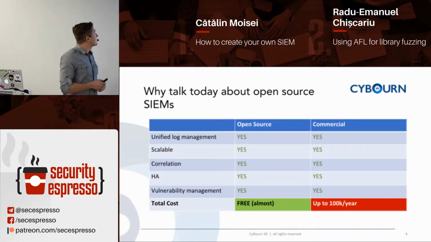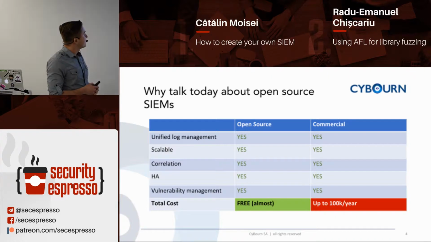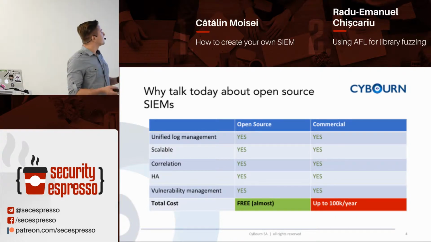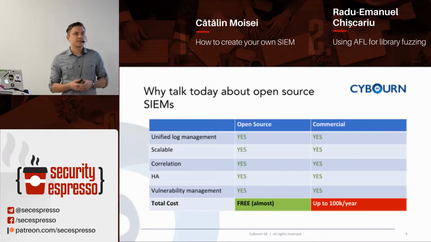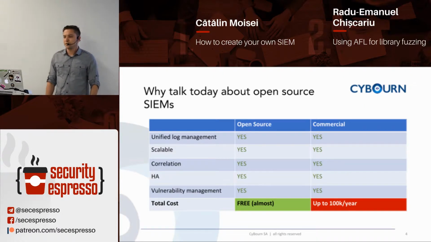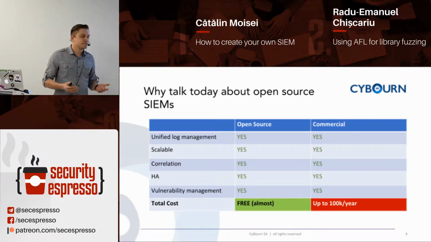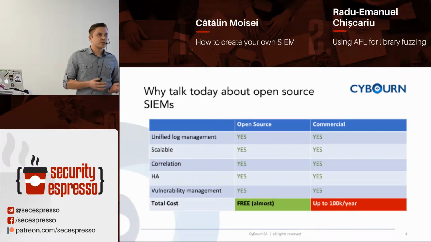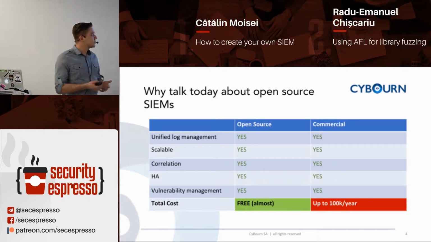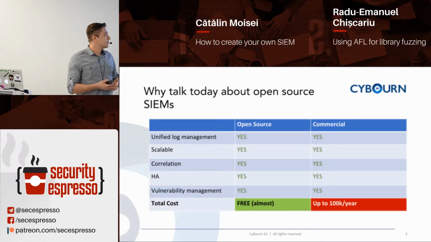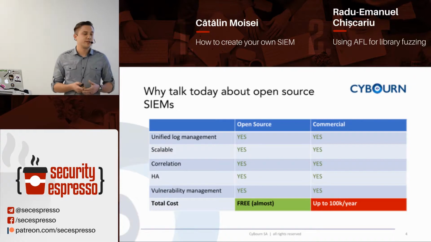Let's get to the point. Open source versus commercial. First of all, does everybody know what SIEM is? Okay. SIEM is Security Information and Event Management. It's basically a software solution that grabs all the logs in a network, all network logs, application logs, and correlates them to find anomalies and to find behavior that is not supposed to be there, to find incidents and break-ins.